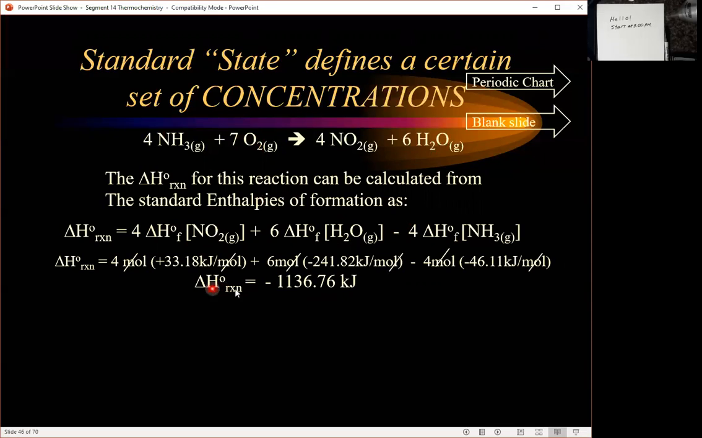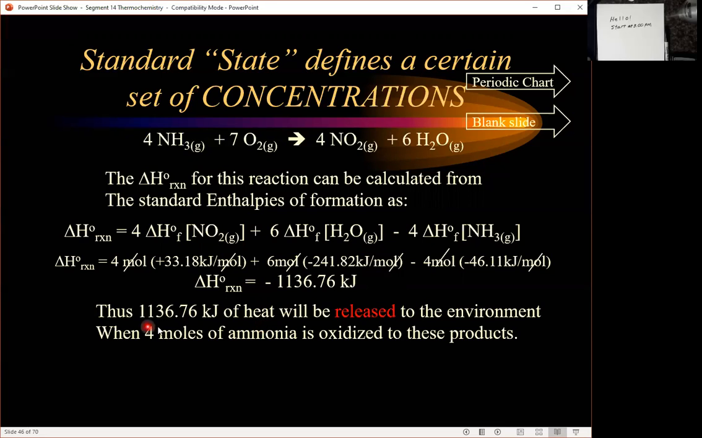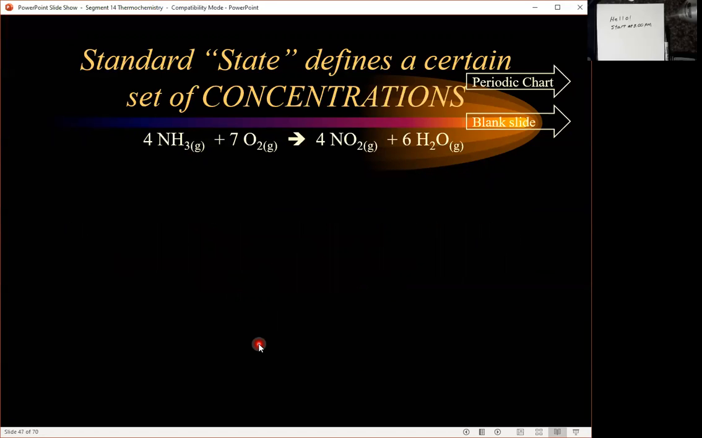The change in enthalpy would be minus 1136.76 kilojoules. So that would be the heat of that reaction. It would be released to the environment when 4 moles of ammonia is oxidized. Now, does the sign make sense? It does to me, because when you burn anything, when you oxidize anything, you give off heat. So it should be negative, and that's what we observe.